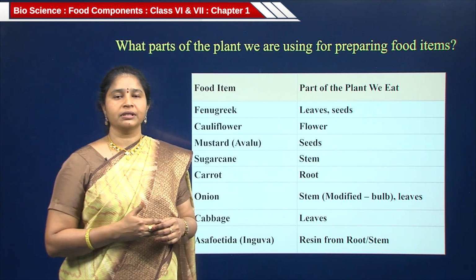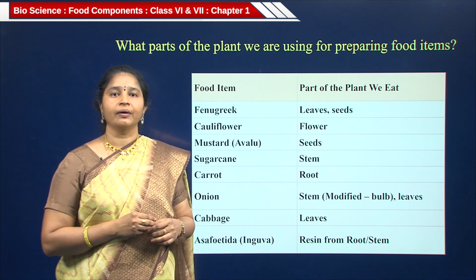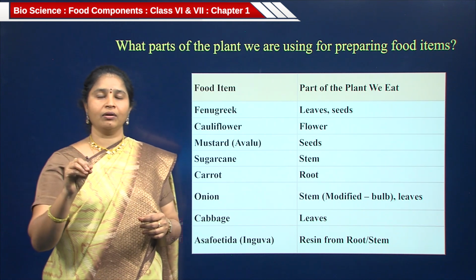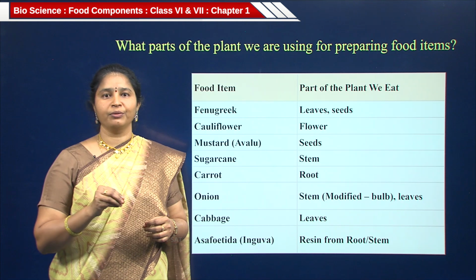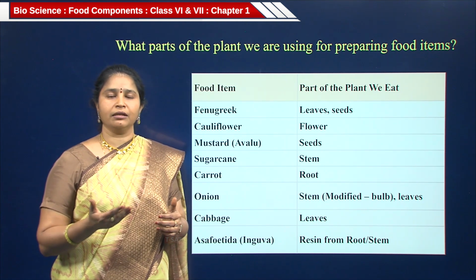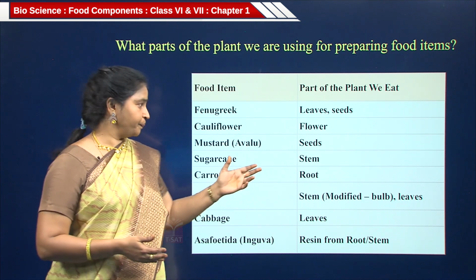Another example is cabbage. In cabbage we eat leaves. Asafoetida is inguva, as we commonly call it in our Telugu language. We get this inguva from the secretions of the root and stem. That is the resin secreted by the roots or stem.